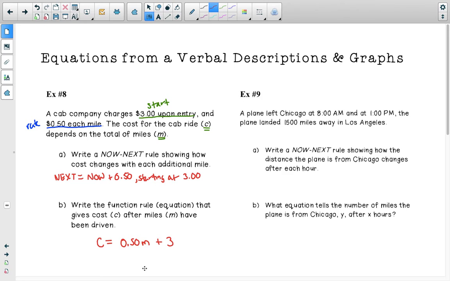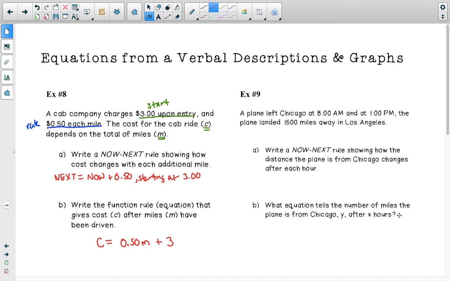On question 9, it says a plane left Chicago at 8 a.m. and at 1 p.m. the plane landed 1,500 miles away in Los Angeles. We want to write a now-next rule showing how the distance the plane is from Chicago changes after each hour. We also want to write what equation tells the number of miles the plane is from Chicago, y, after x hours. We are going to use the letters y and x in this case.